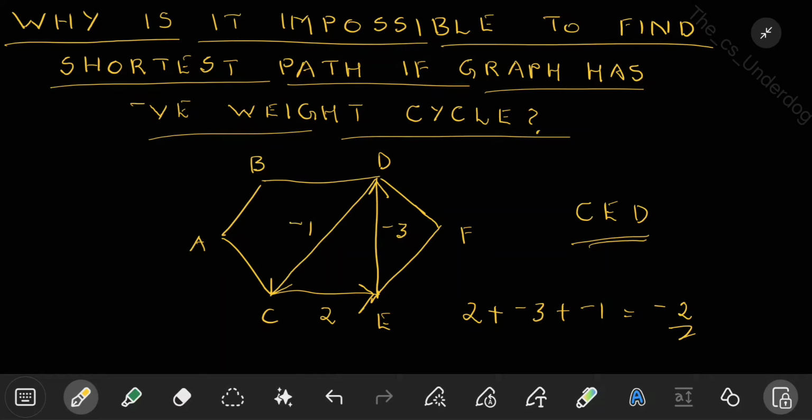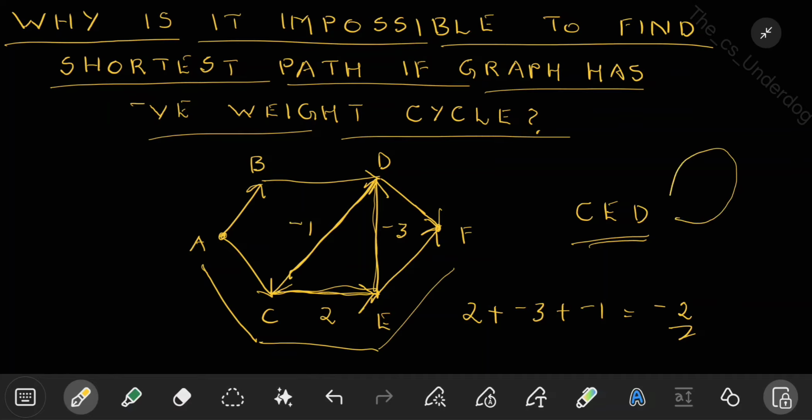The reason is, if you are trying to find the shortest path from some point to some point, let us say from A to F, if these are the directions and you want to find from A to F, the problem is while you are trying to find the shortest path from A to F, you may go through this cycle. You have this option. You can actually directly go from A to C, C to E, E to F. But if you are going through this cycle, you have an option of getting negative weight.